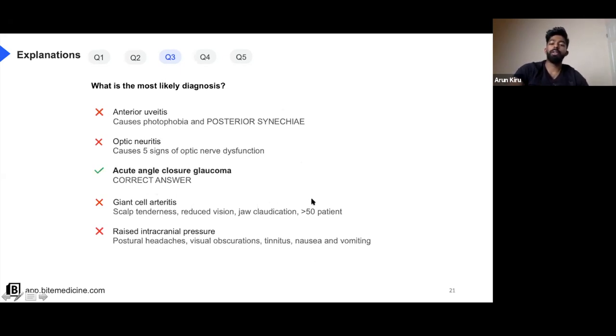Giant cell arteritis is usually a patient who's over 50 with scalp tenderness, temple pain, reduced vision, jaw claudication, shoulder pain. And raised ICP, you've got those postural headaches, visual obscurations, tinnitus, nausea, vomiting. So this is the correct answer here, guys.